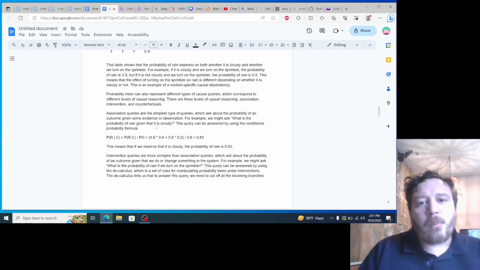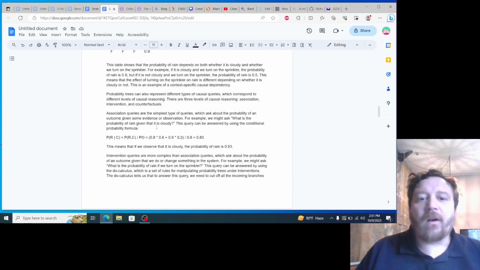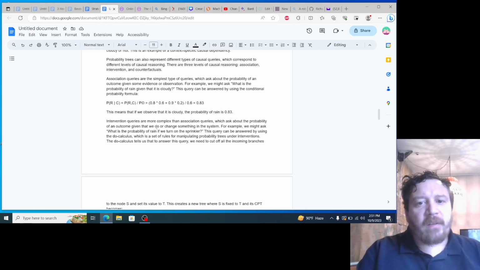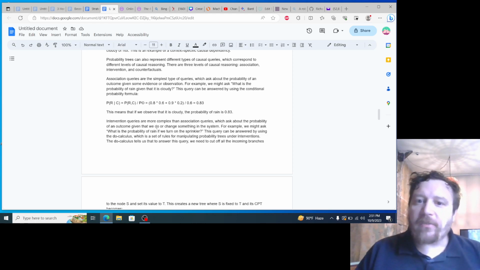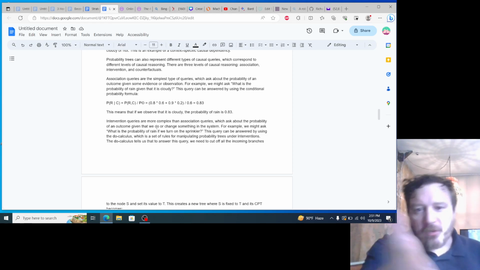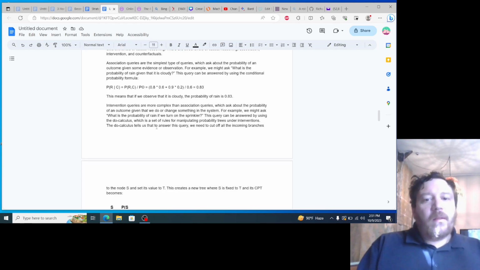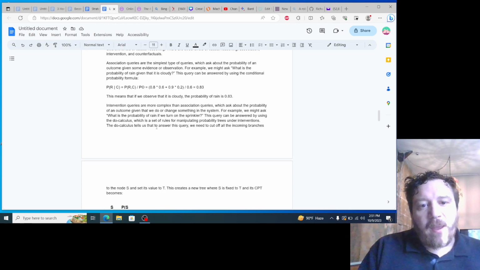Probability trees can also represent different types of causal queries, which correspond to different levels of causal reasoning. There are 3 levels of causal reasoning: association, intervention, and counterfactuals. Association queries are the simplest type of queries, which ask about the probability of an outcome given some evidence or observation. For example, we might ask, what is the probability of rain given that it's cloudy? This query can be answered by using the conditional probability formula, which looks like the equation here. This means that if we observe that it's cloudy, the probability of rain would be 0.83.